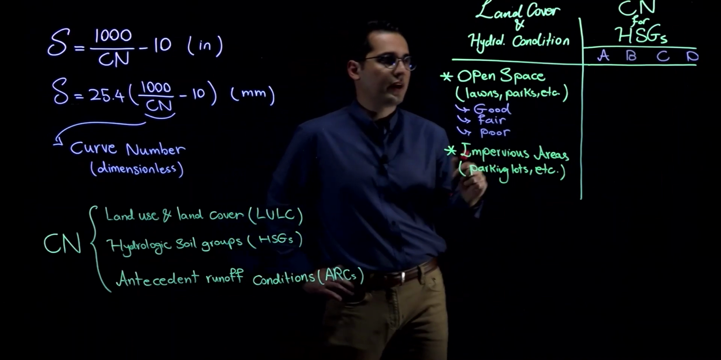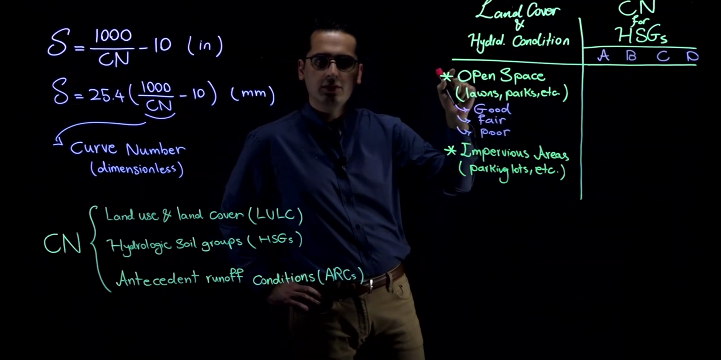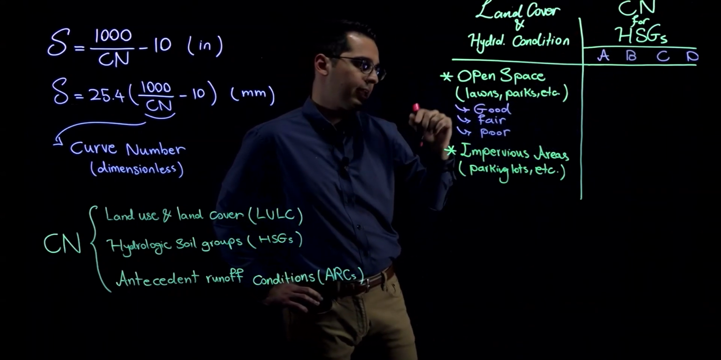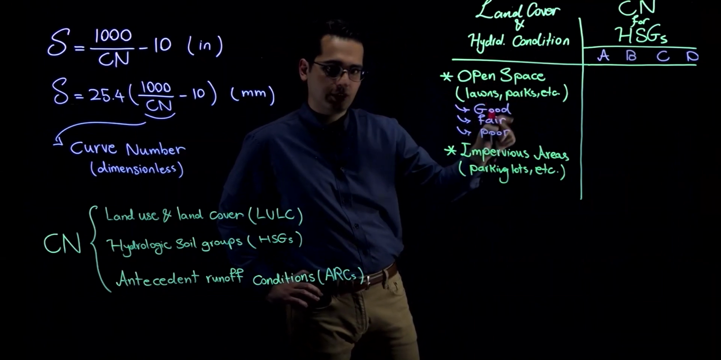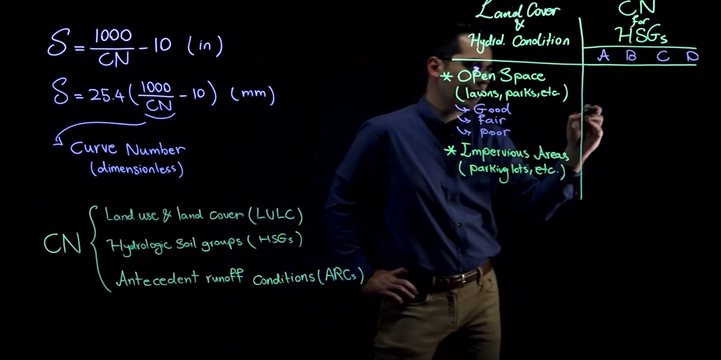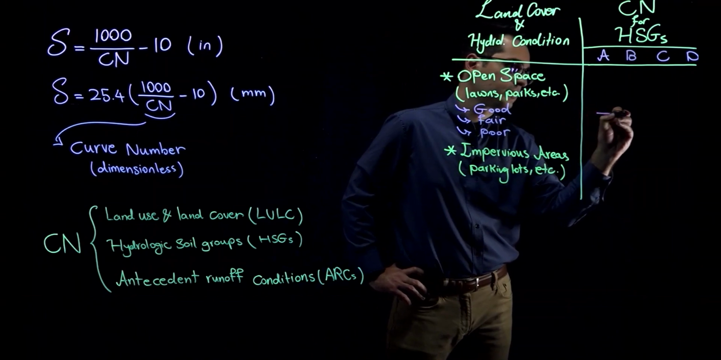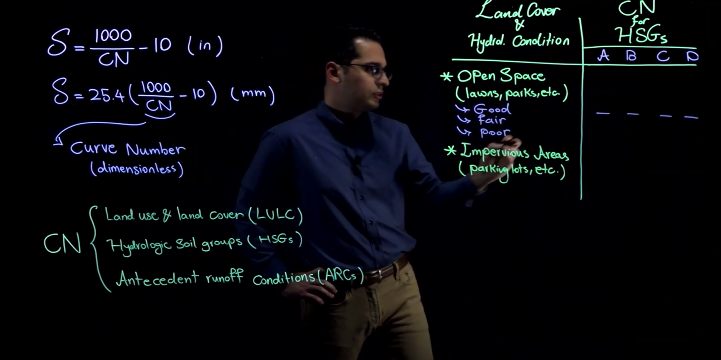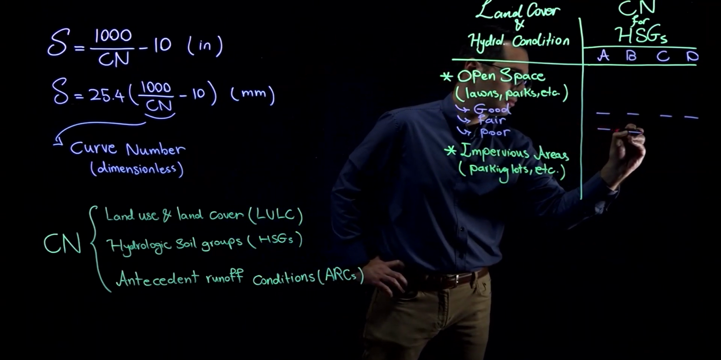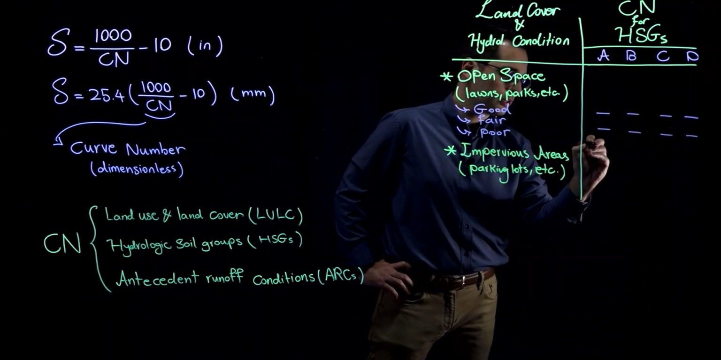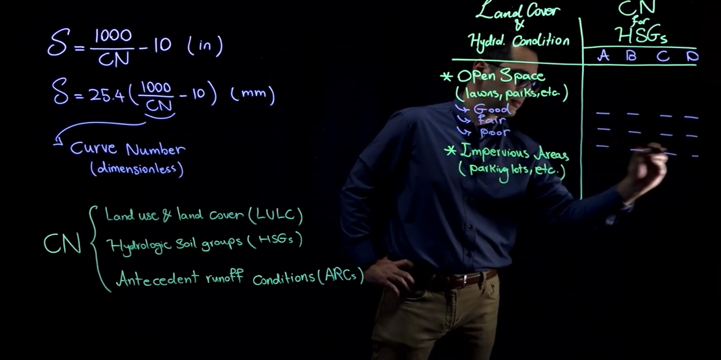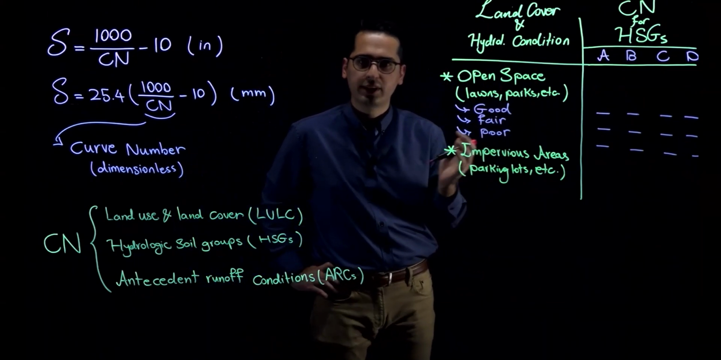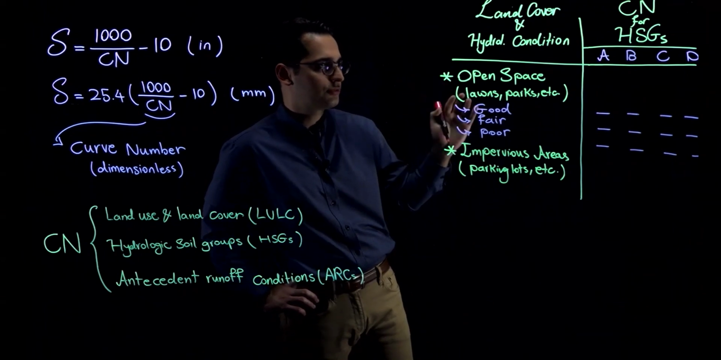All right, so you'll find the land cover of your watershed. You'll find the hydrologic soil group of your watershed, and also hydrologic condition. And based on that, you'll have a unique value of curve number over here. Similarly for the fair condition and for the poor condition. This is the typical form of the tables that you will see in the reference book to find curve number for the study area.